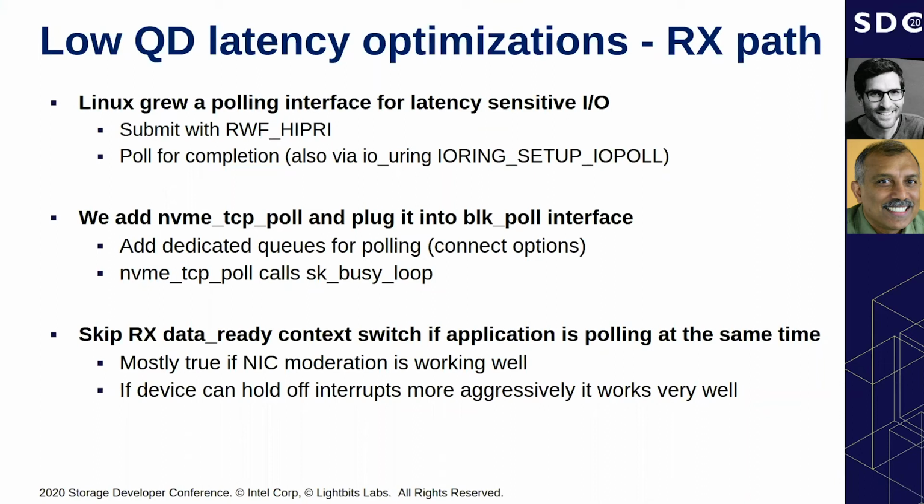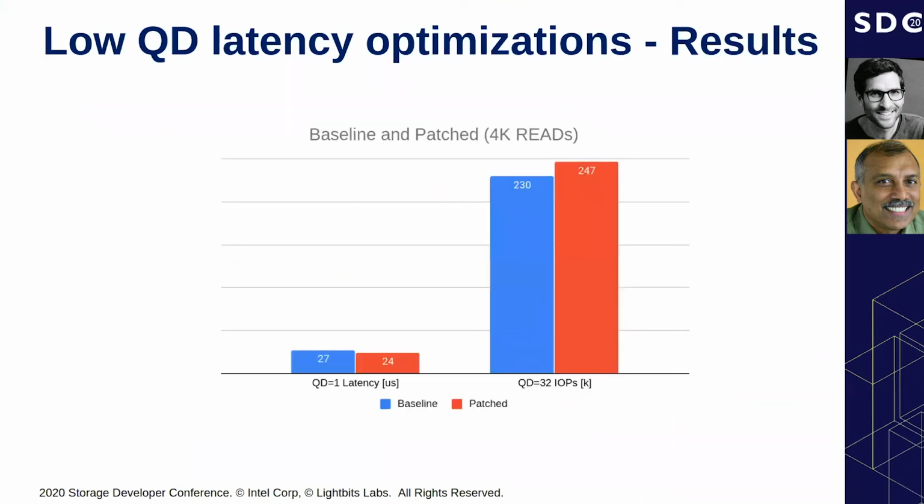As I said, this works fairly well. So we measured the combined TX and RX optimizations on the same micro benchmark, and we also saw similar reductions. For QD1 latency, instead of 27 microseconds, now we have another 10% improvement. So we have 24 microseconds additional to the media latency.